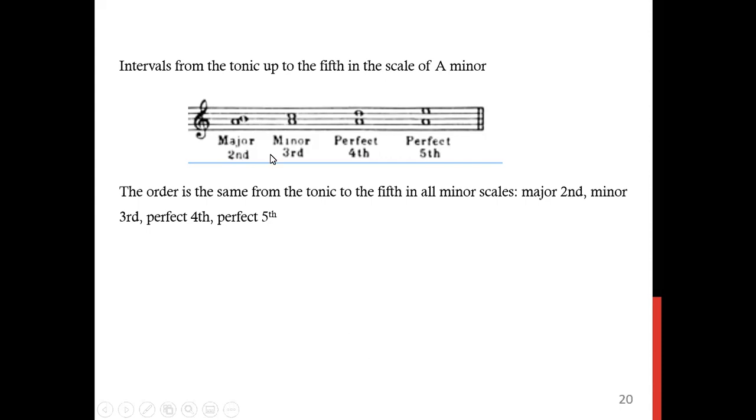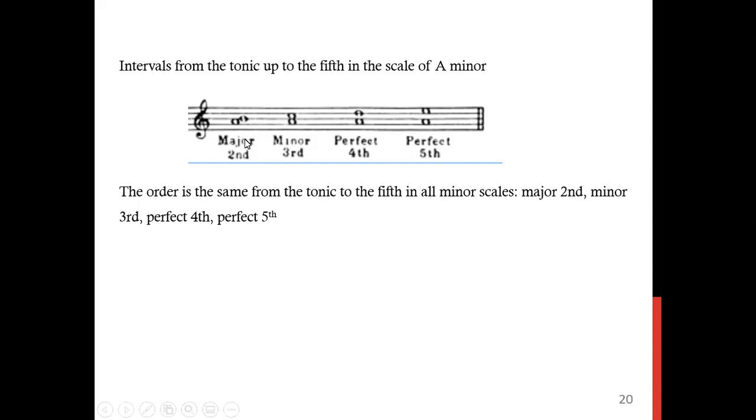So the intervals from the tonic up to the fifth in the scale of A minor, that's what we have here. Can you see what this one is called? Major second, minor third, perfect fourth, perfect fifth. So this is on the scale of A minor.